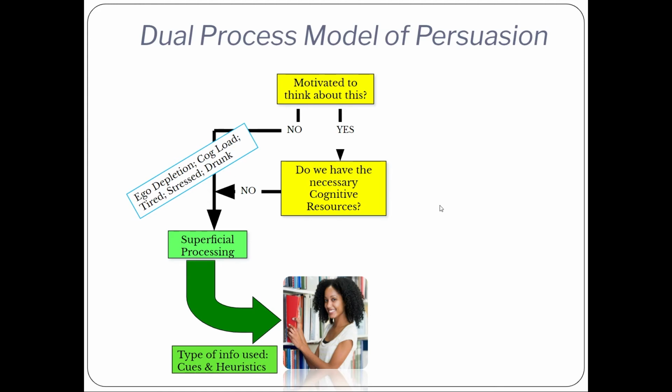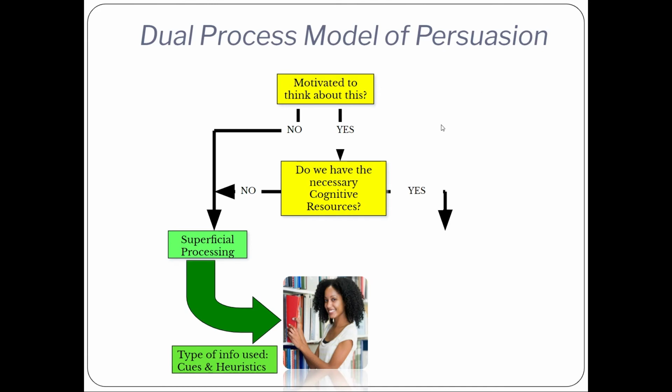Then if she doesn't have it, she would also have a superficial processing style of the persuasive message. And she would also pay attention to more peripheral information such as cues and heuristics.